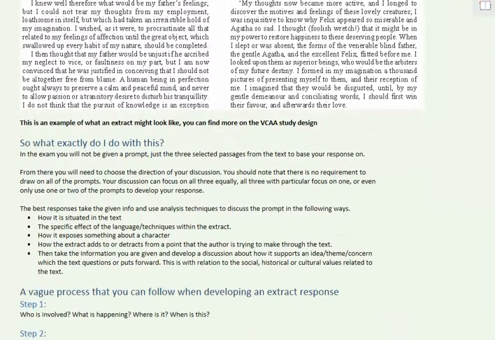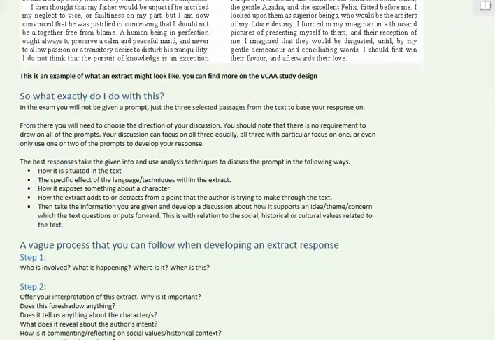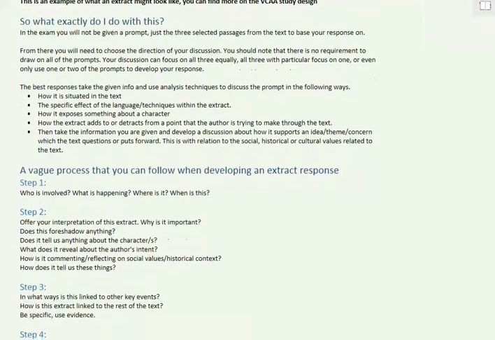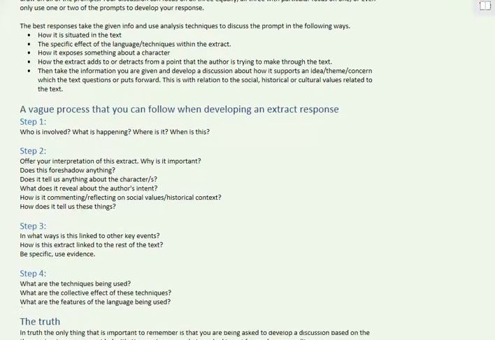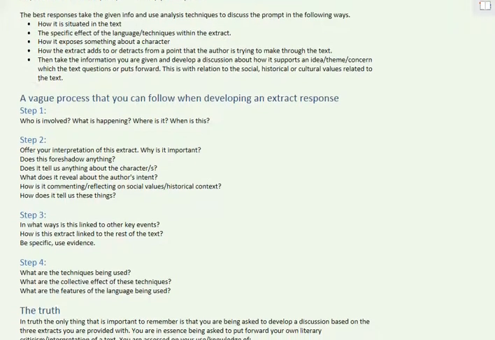So what exactly do you do with this thing? You will not be given a prompt, just 3 passages. From there you need to choose the direction of your discussion. You should note that there is no requirement to draw on all of the prompts. The best responses take the given information and use analysis techniques to discuss the prompt in the following ways.